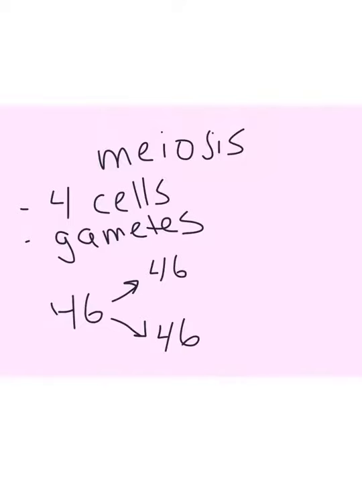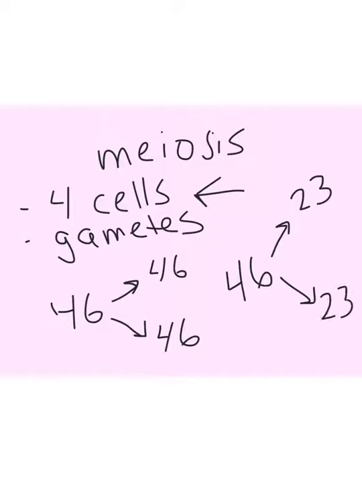Now, the question is, why is it important in meiosis, when we're making our sex cells, our gametes, to start with 46, but why is it important that our gametes, when they're formed, the sperm and the egg, only have 23 chromosomes? Think about that for a second. Why do we want the sperm and egg to have 23 chromosomes? And I'll answer that on the next slide.